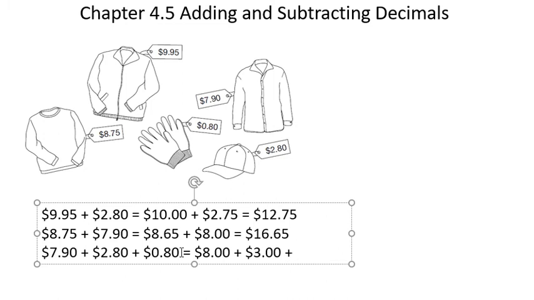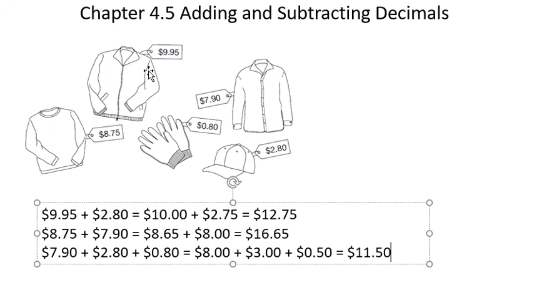And that means we're going to take it from here. So we added 10 cents. We added 20 cents. That's 30 cents. So if we added 30 cents, we're going to be taking it from the 80 cents, which leaves us with 50 cents. So now we can add these up. $8 plus $3 is $11. $11 plus 50 cents is $11.50.